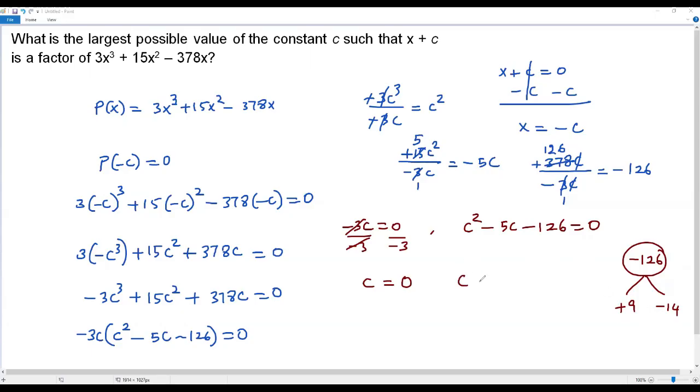To get the two values for c, I change the sign of each factor. Changing the sign of 9 gives −9, and changing the sign of −14 gives 14. So I'm getting three values for c: 0, −9, and 14. According to the question, we have to find the largest possible value of the constant c. Among these three values, the largest is 14. So the largest possible value of the constant c is 14.